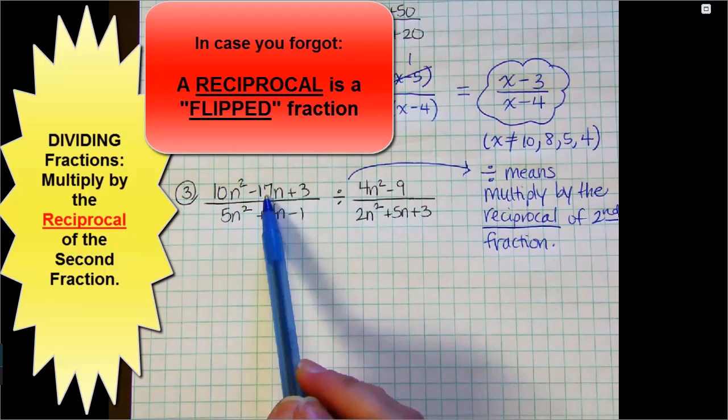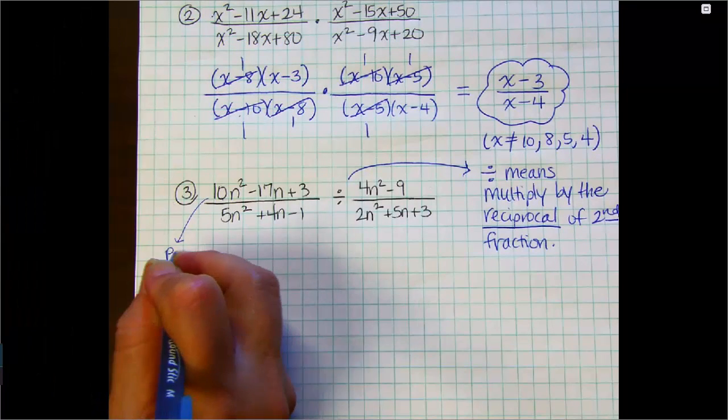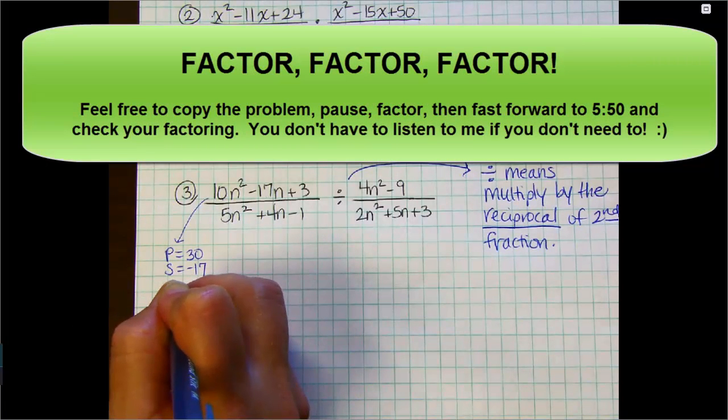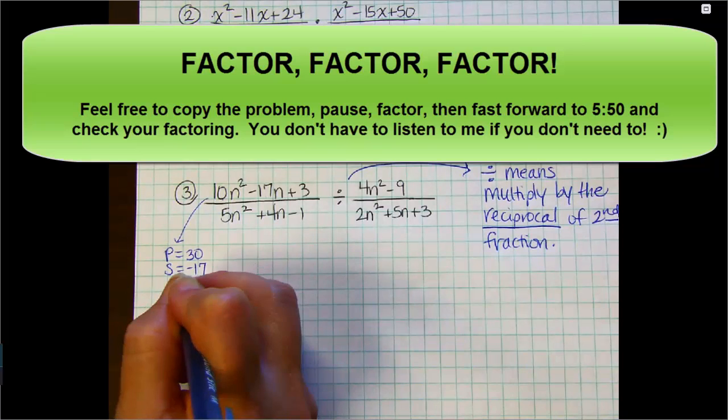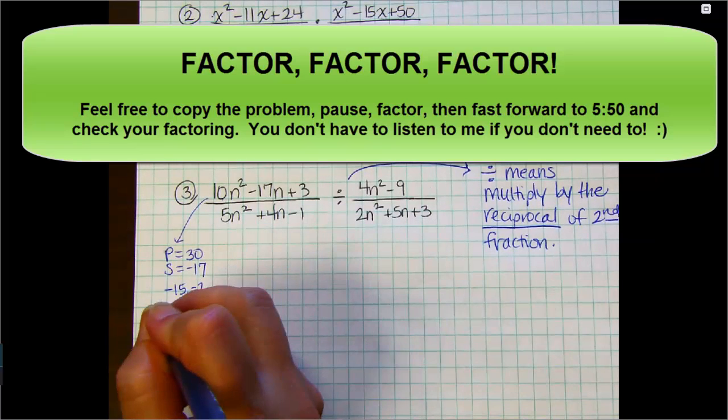So, continue factoring. Here we have some tougher product sums. So again, I'm going to do all the work off to the side to figure out my factors. Factor, flip the second fraction, cancel like terms, and gather the rest.